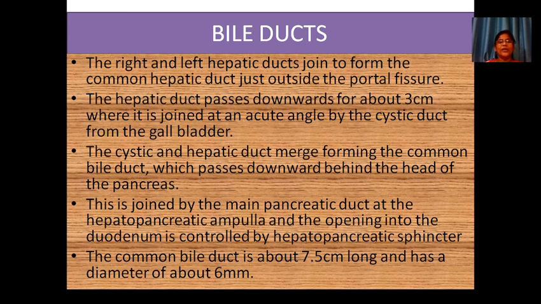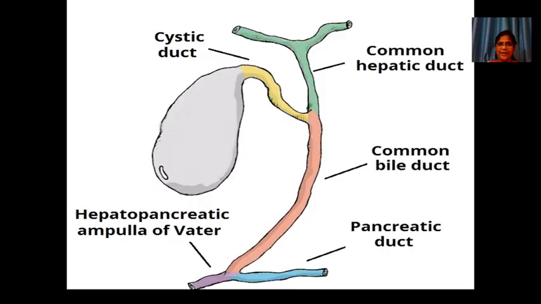Okay, so here you have to know the right and left hepatic ducts form the common hepatic duct, and the common hepatic duct, with the union of the cystic duct, forms the common bile duct. Okay, this common bile duct becomes the hepatopancreatic duct by uniting with the pancreatic duct. Okay, this opens into the duodenum and it is controlled by the hepatopancreatic sphincter. Okay, that's all about bile ducts.